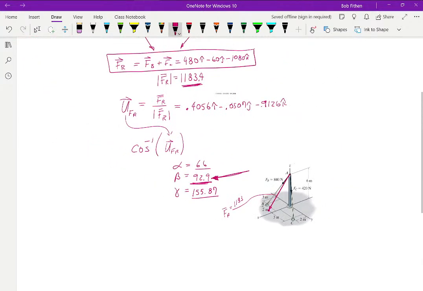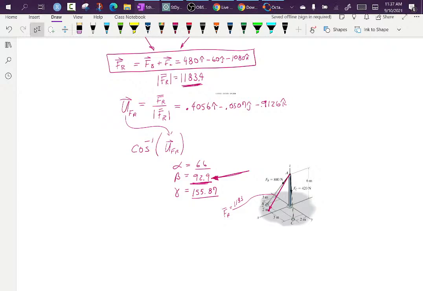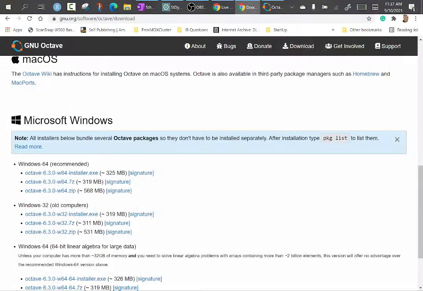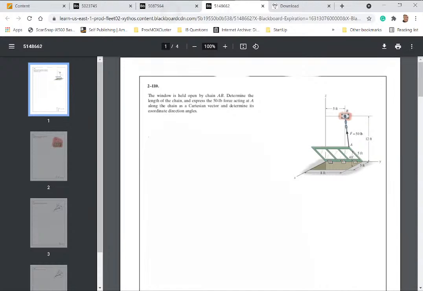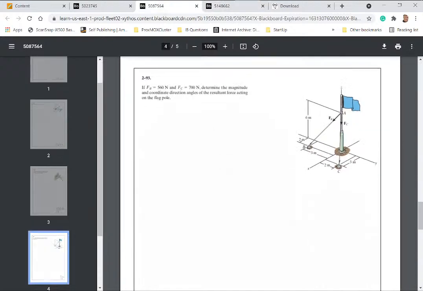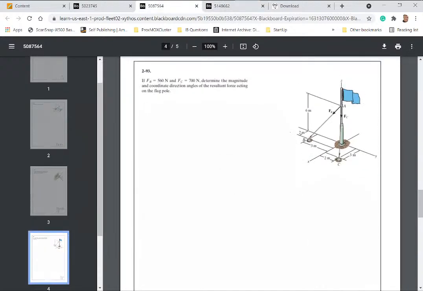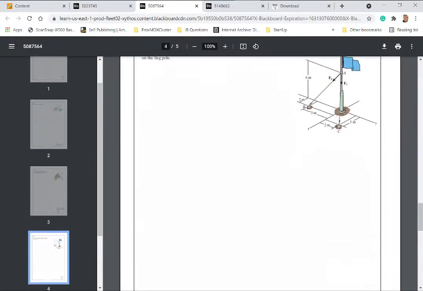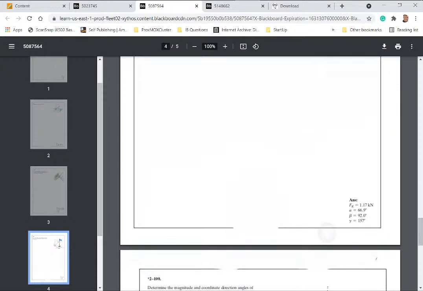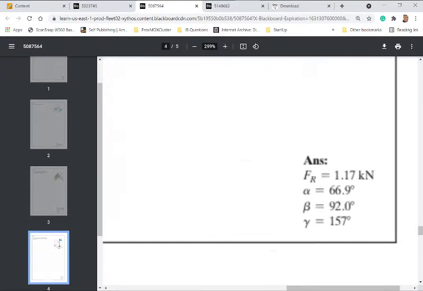Let me dart back and try to find out, is it this one? Nope. Is it this one? Okay, let me go back and look. It wants to know the magnitude and the direction cosine angles. Let's make sure that I got those.